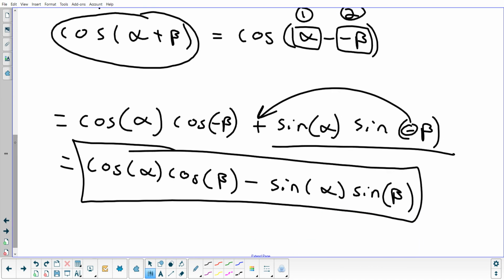So very similar to the first one. The cosines are grouped together and the sines are grouped together. But notice the pattern: whatever you have here, you put the opposite here. That pattern continues. So group your cosines, group your sines. First, second, look at the symbol you have between the two angles and make it the opposite.